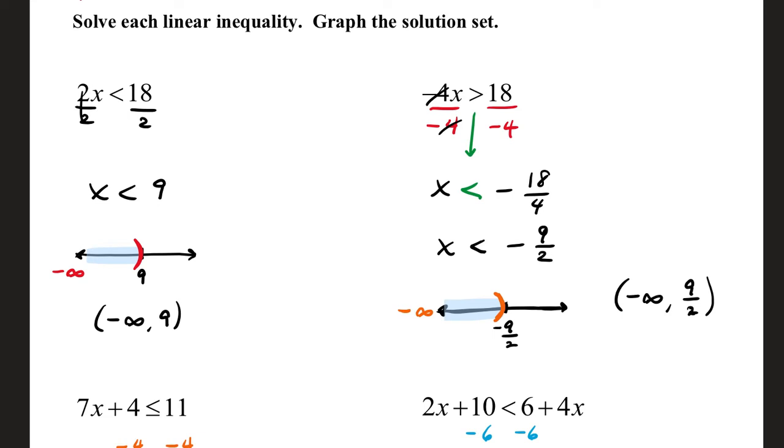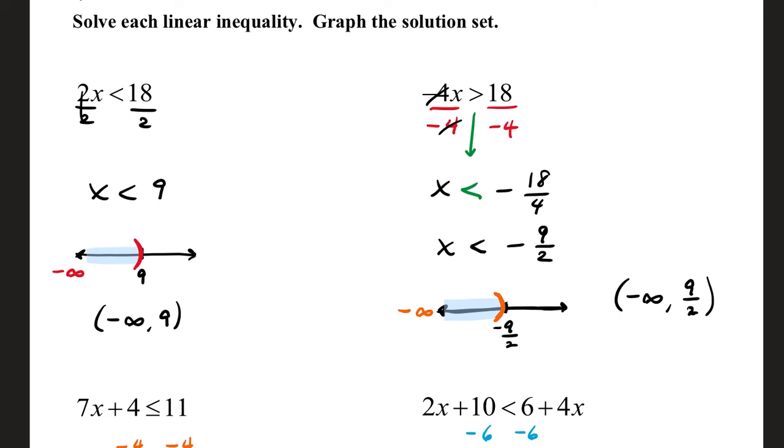anytime you multiply or divide both sides of an inequality by a negative value, you have to reverse the direction of your inequality symbol. So all answers that give a true statement are going to be numbers that are less than negative 9 halves. Less than negative 9 halves falls left of negative 9 halves on a number line, and because it's strictly less than, we use parentheses at the cutoff number.